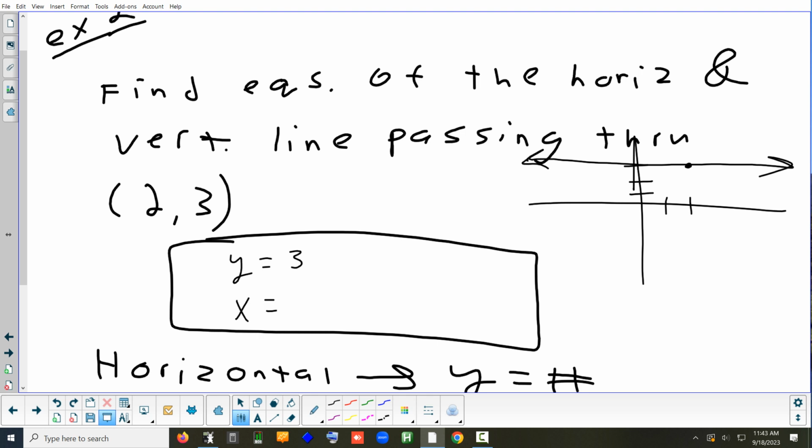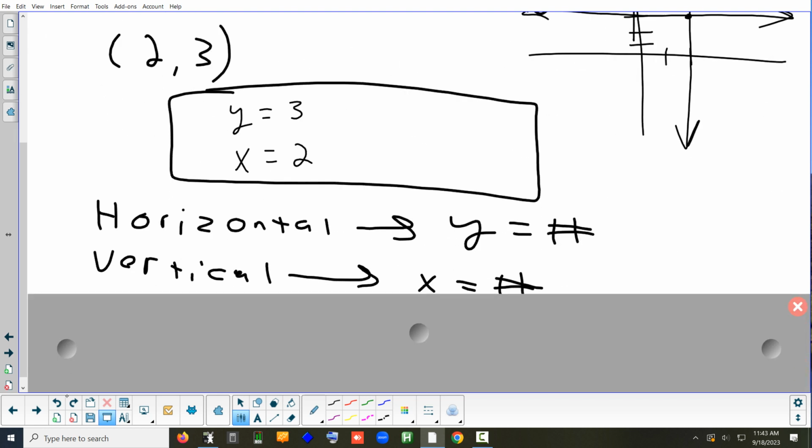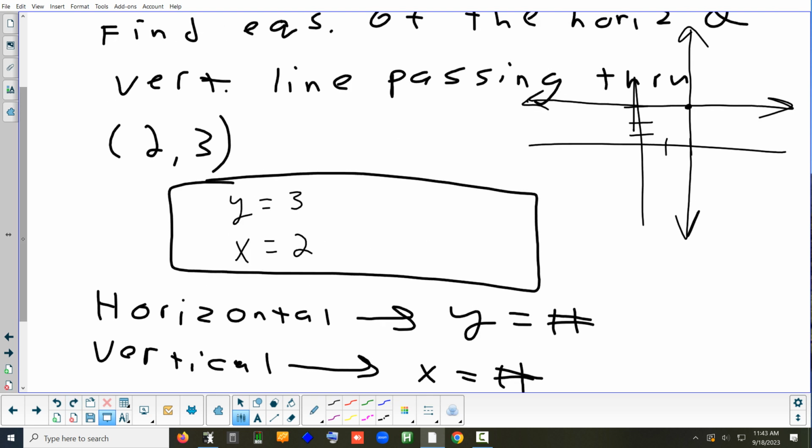How about this line? X equals 2. That's a vertical line through the number 2. Again, horizontal, vertical, special cases. They are not y equals mx plus b. Any question on that?